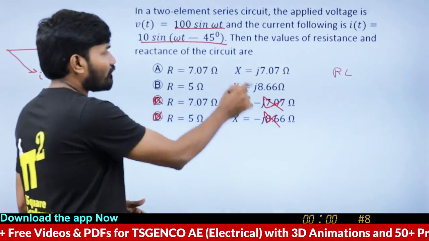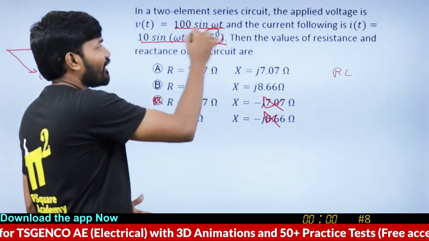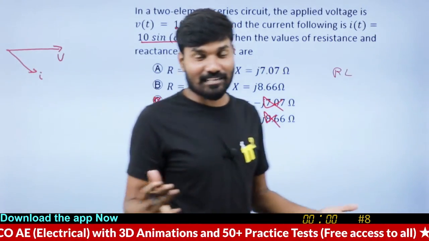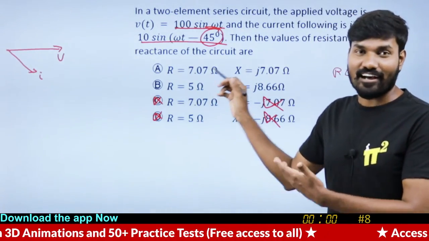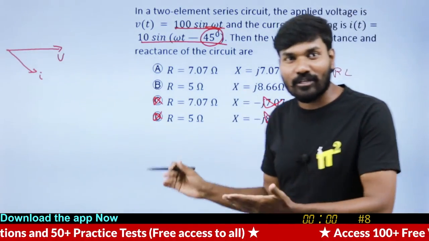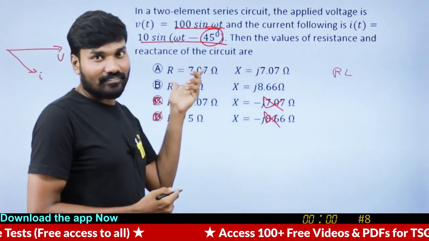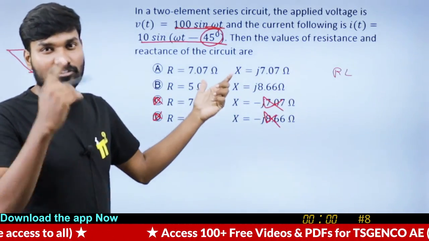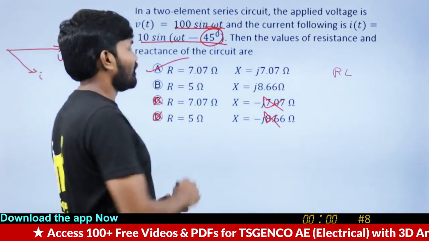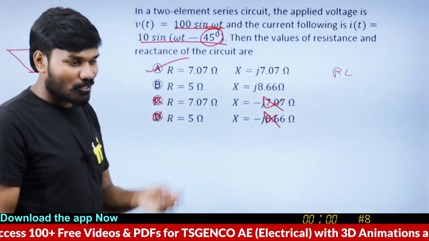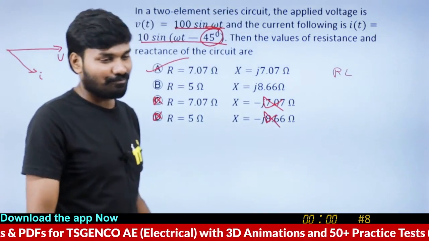Okay, so out of these two, which one is right? It's an easy call because the angle is 45 degrees. If the angle is 45 degrees, as I've been saying, these two magnitudes are equal. R value and X value are equal. Then only we'll have 45 degrees. Tan inverse of X by R, tan inverse of 1 is 45 degrees. Simple. So the answer is this. You're not doing any math here. You know the concept, you know a little bit of mathematics. That's it. There you go.